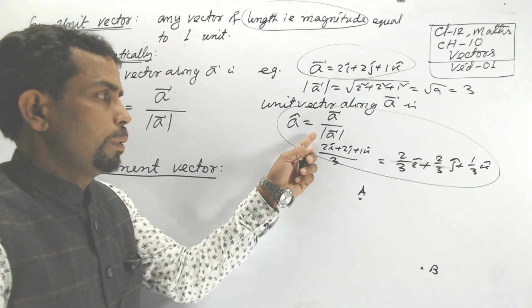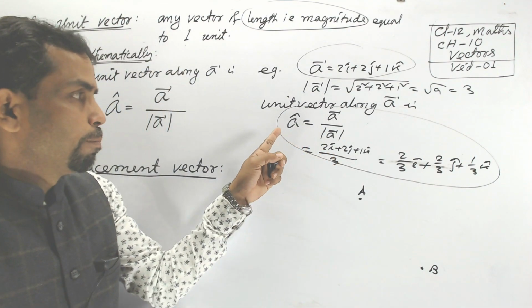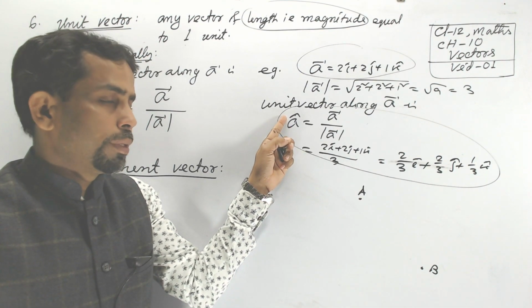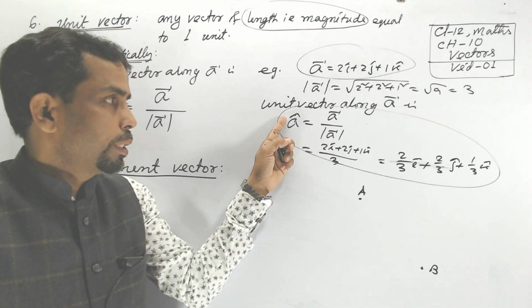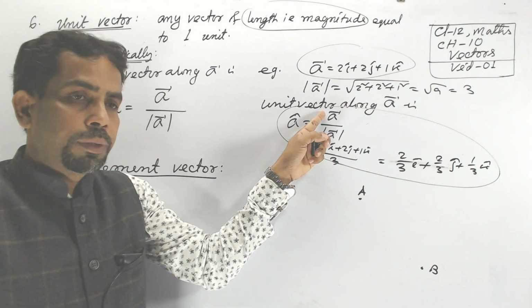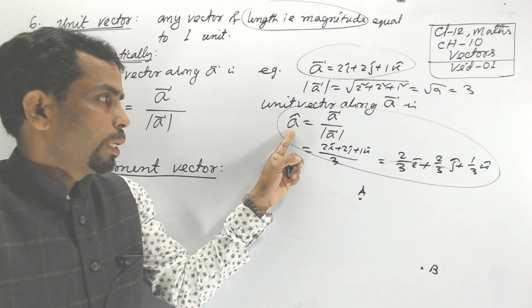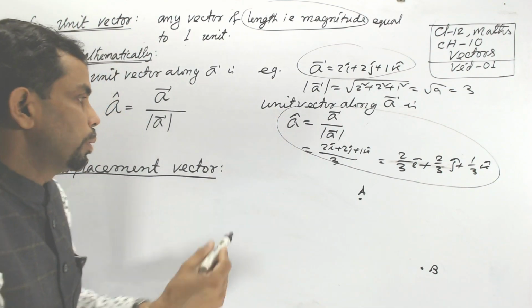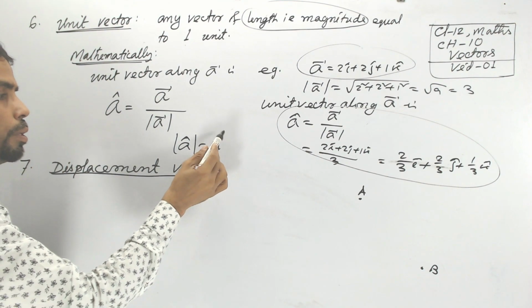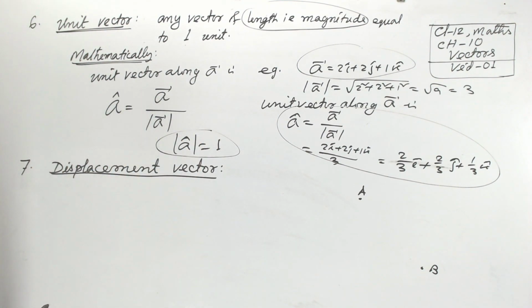So this is how we find a unit vector: any vector divided by its magnitude. Remember, a cap above a letter means it is a unit vector, and an arrow above a letter means it is any vector, of any magnitude. When it is a cap, its magnitude is equal to 1. Remember, the magnitude of a unit vector is always 1. So this is about the unit vector.